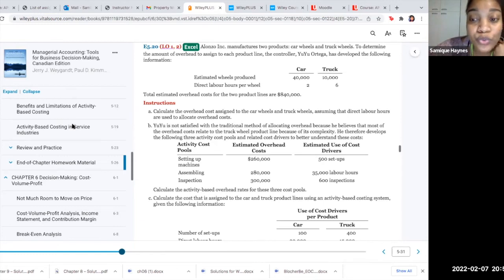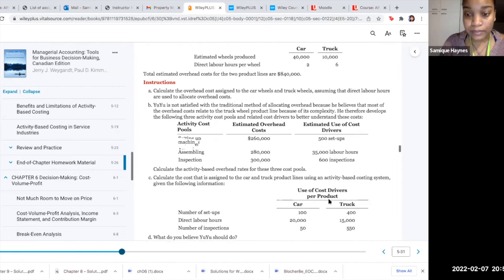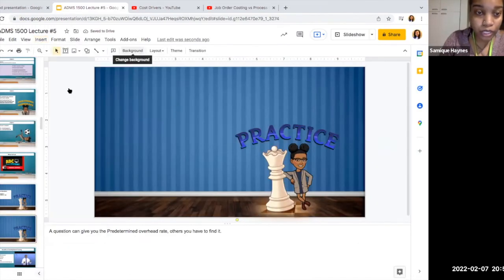But I want you to say it per $500 per what? Inspections, predetermined overhead rate is $500 per inspection. Assembling is how much? $8 per labor hour. Okay, don't just say per hour because it could be machine hour, it could be labor hour. And then setting up machines is $520 per setup. Exactly. So we know our rates, okay? We know our rates. I'm gonna bring it over here now so we can really see.